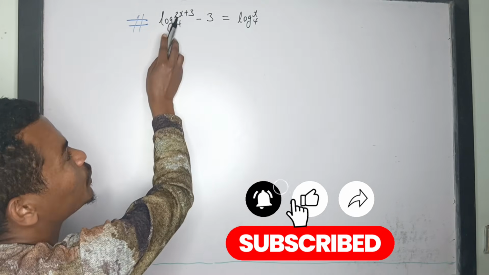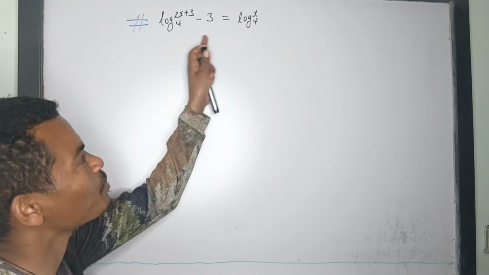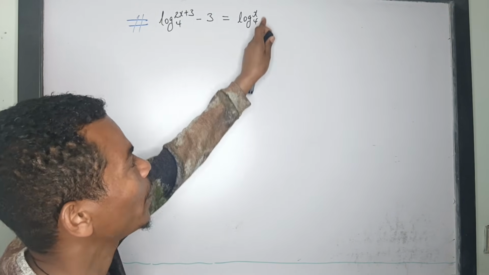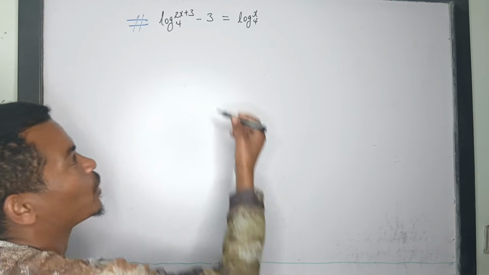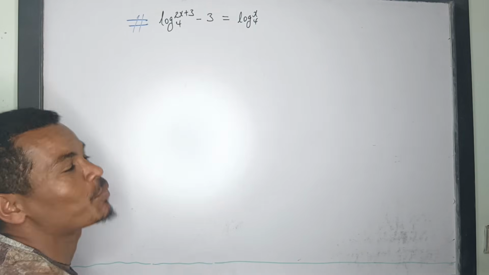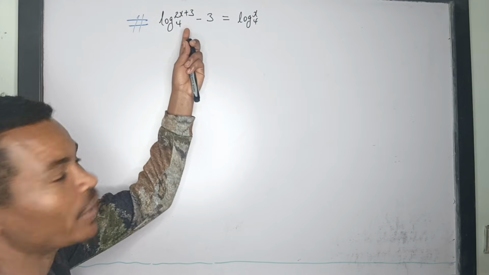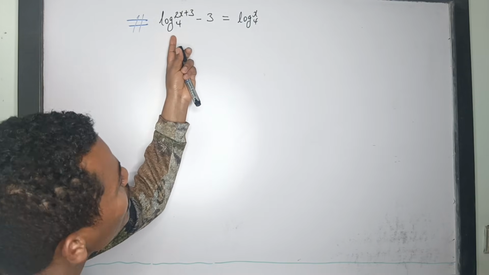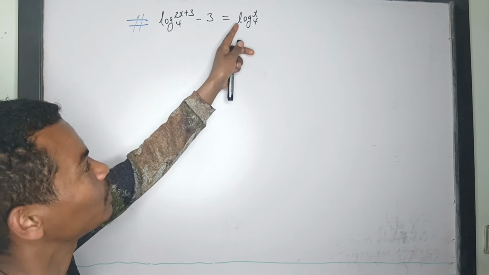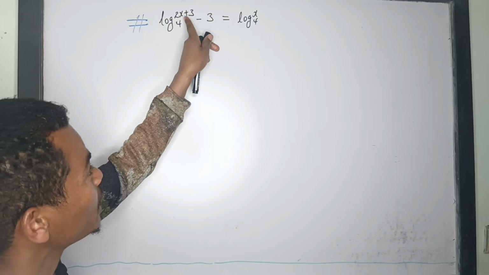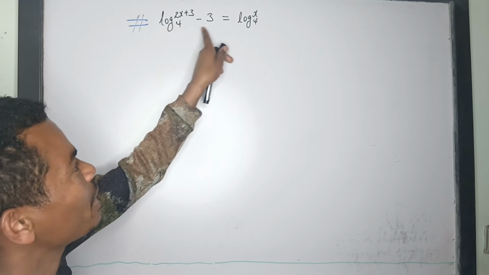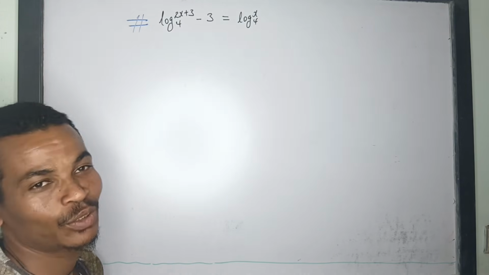Okay, log (2x plus 3) to the base 4 minus 3 is equal to log x to the base 4. So, this is a question from logarithmic functions, okay? What's the value of x that makes this logarithmic equation equal? What's the value of x? So, log (2x plus 3) to the base 4 minus 3 is equal to log x to the base 4.